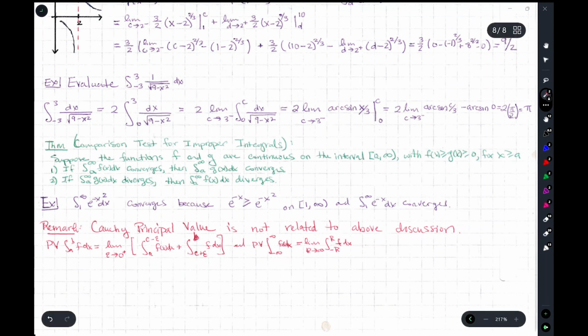And so you can't always assume that if something works with the principal value that it will work with our method, okay, which is more general. And so that's something to keep in mind in case you run into it in the literature.